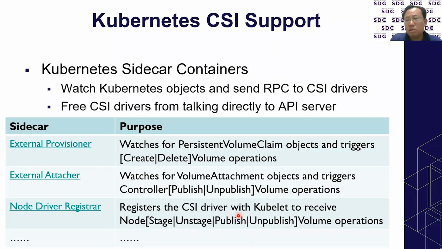So sidecar containers: a CSI driver needs to communicate with the API server, so there is a lot of similar code in each CSI driver. Each CSI driver has to do this kind of thing, and connecting to the API server is non-trivial. It has a large amount of code and dependencies. To free the CSI driver from talking directly to the API server, the Kubernetes community developed some sidecar containers like external provisioner, external attacher, and node driver registrar. This makes developing a CSI driver much easier, so you can focus on the interesting parts, not boilerplate code.